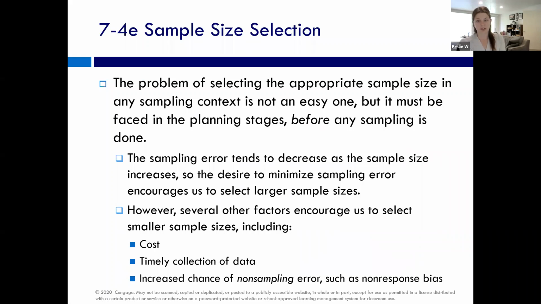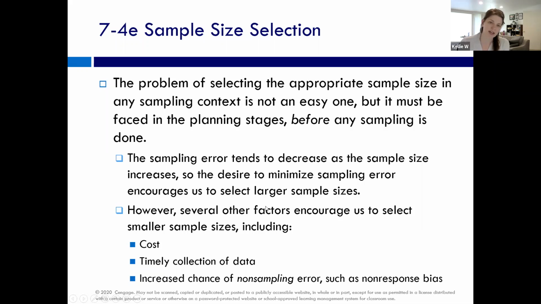Okay, so again, we have this problem where we want to select the appropriate sample size. The more complex our issue is, what we're surveying, what we're doing, the harder it's going to be to get a decent error. So increasing our sample size helps fix that, minimizes the sampling error. But then we have to balance that with cost and collecting data in a timely manner.